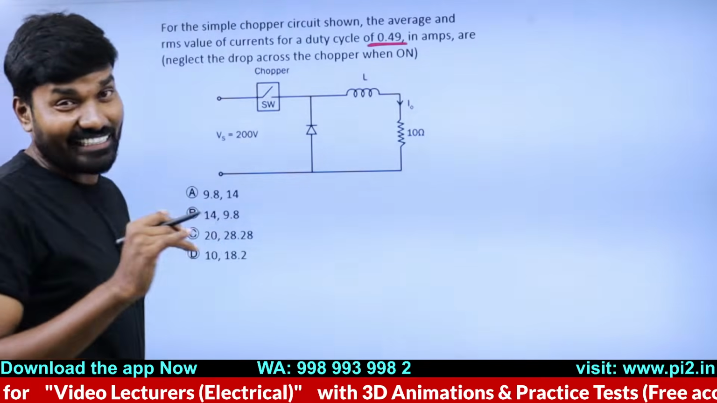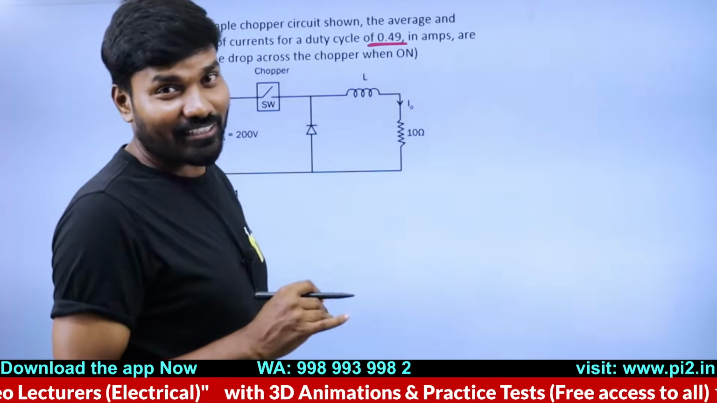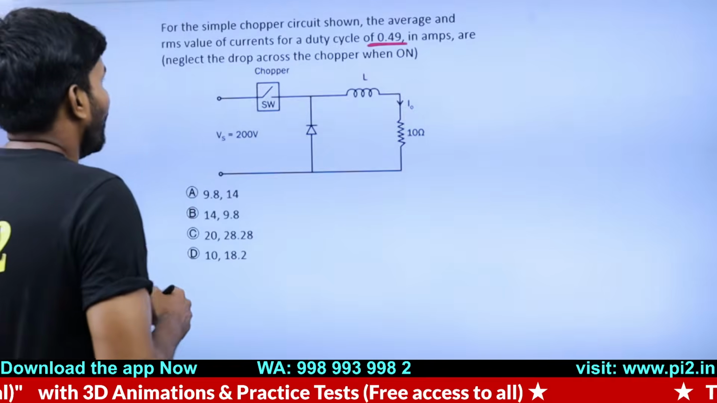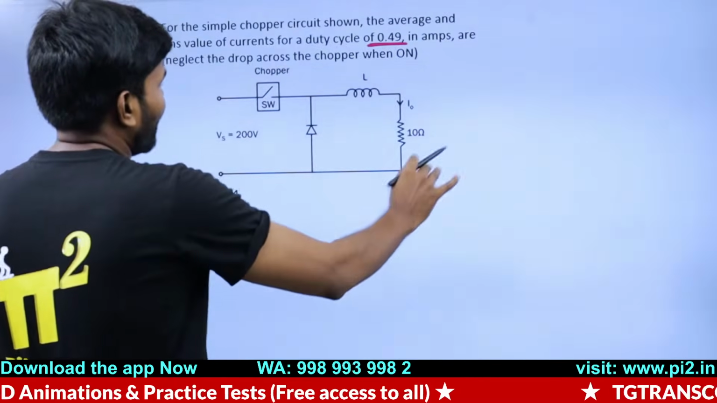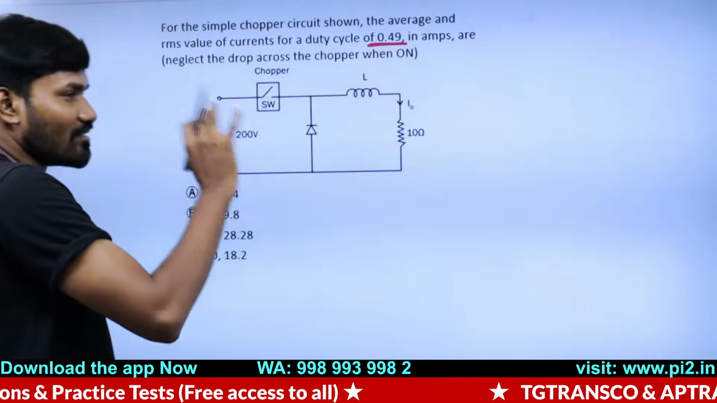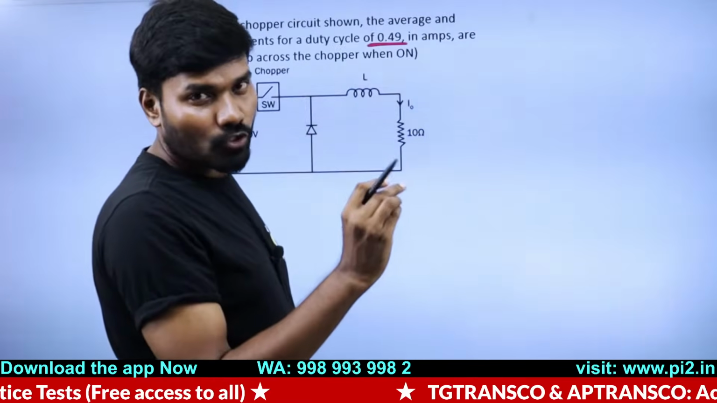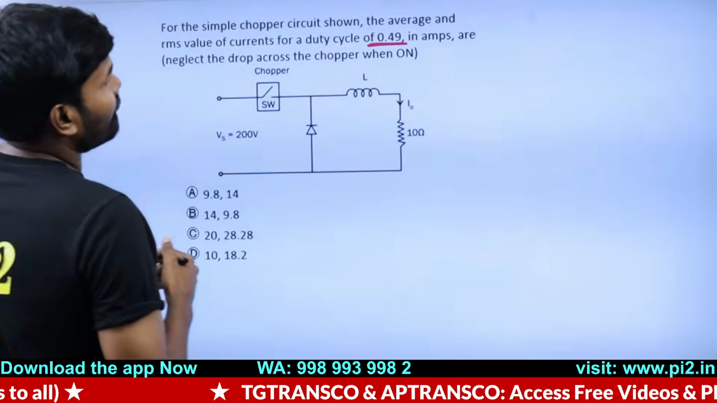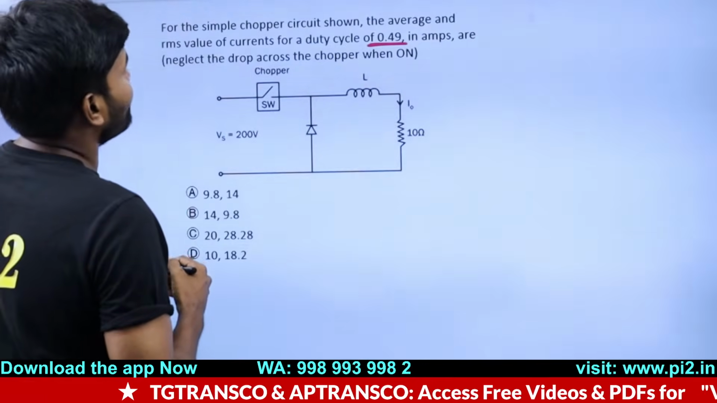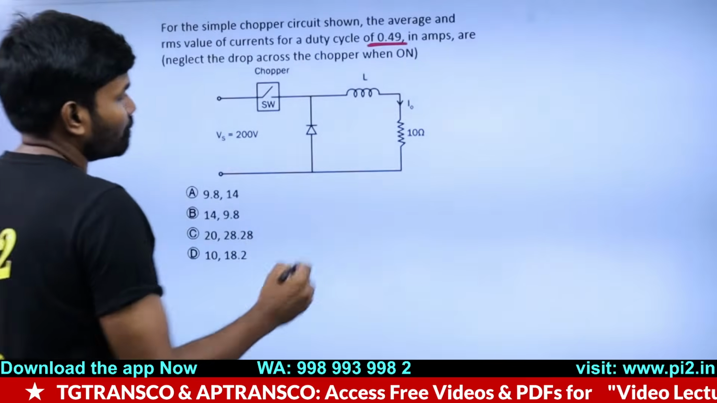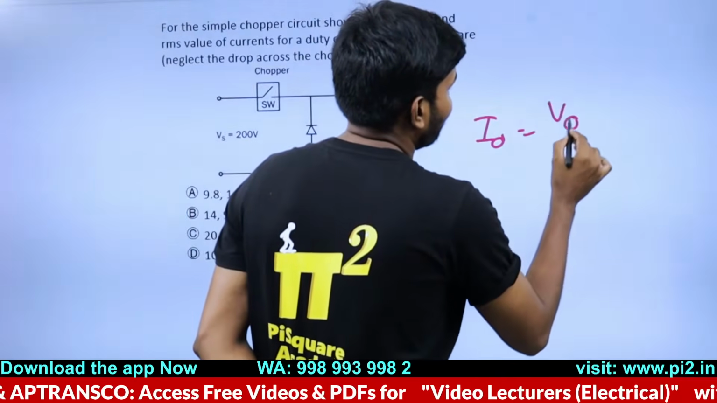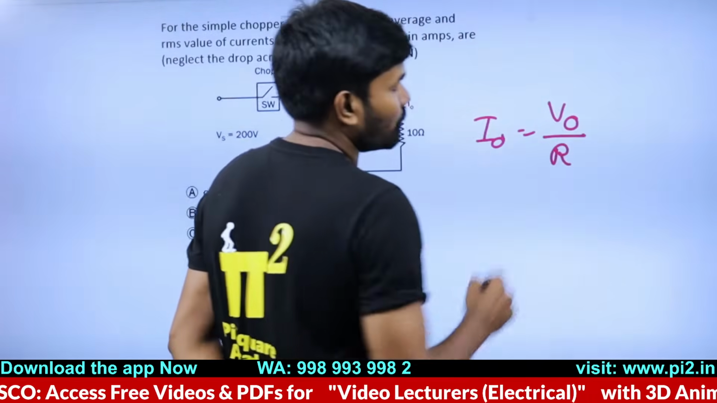If the right question designer is designing the question, question designing is also not that easy. Anyways, identify the type of chopper. This is a basic step down chopper. It is asked for the average and RMS currents for this duty ratio. Simply, average current is equal to average voltage by resistance value.